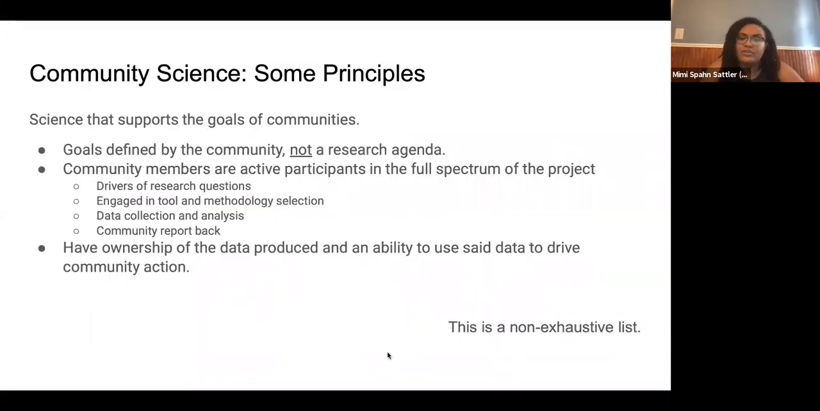So a few principles of community science, and I caveat that this is a non-exhaustive list, but community science is science that supports the goals of communities. These goals are defined by the community and not by some far-off research agenda. Also, community members are participating in every single piece of this project, from defining research questions to tools and methods, to how we report back and analyze the data that we found. And communities have ownership of the data produced, not just that we can go onto an online portal and access it, but that we're able to use that data, we're able to communicate about that data, and through that, we drive community action.